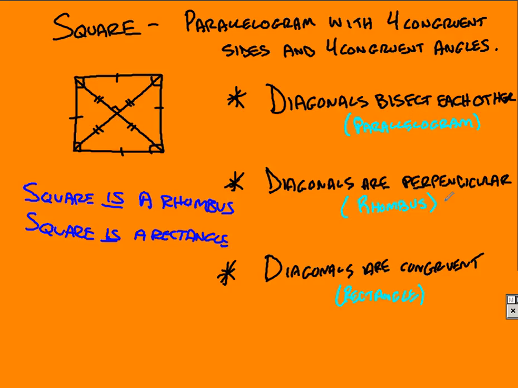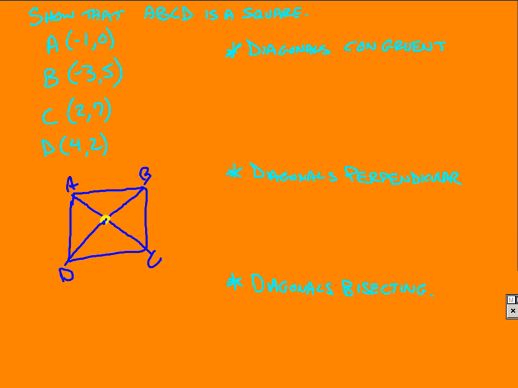Diagonals are perpendicular. We've done that from the rhombus. It's a special rhombus. And diagonals are congruent. That comes from being a rectangle. And just so you remember, a square is a special rhombus, and it is a special rectangle. But a rectangle is not a square, or a rhombus is not a square. It doesn't work backwards. So how we're going to prove it's a square, we're going to go right down the line, and we need to know everything being true.